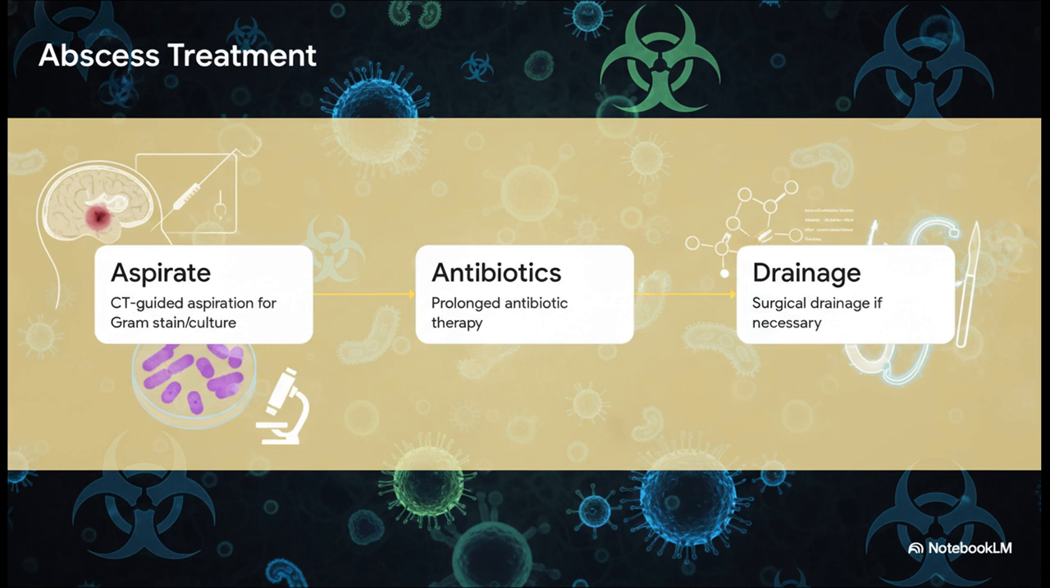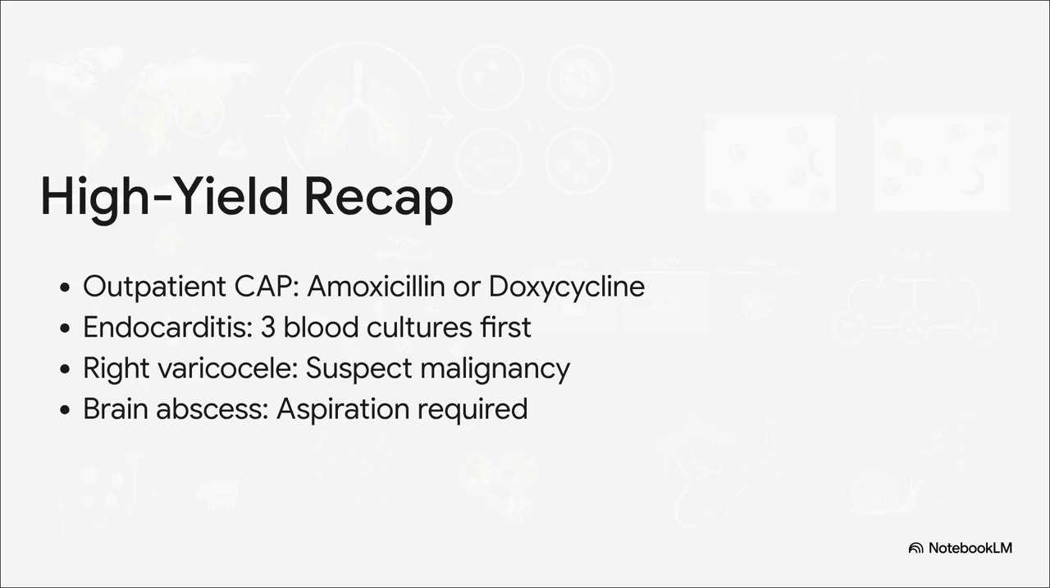Okay, here is your rapid-fire summary of the most actionable diagnostic and management takeaways from today's rounds. For healthy outpatient CAP, think macrolide or doxycycline. For suspected endocarditis, pull 3 blood cultures before you even touch the antibiotics. A right-sided varicocele that persists when lying down? That demands an ultrasound to check for malignancy. And a brain abscess requires aspiration for tissue diagnosis.